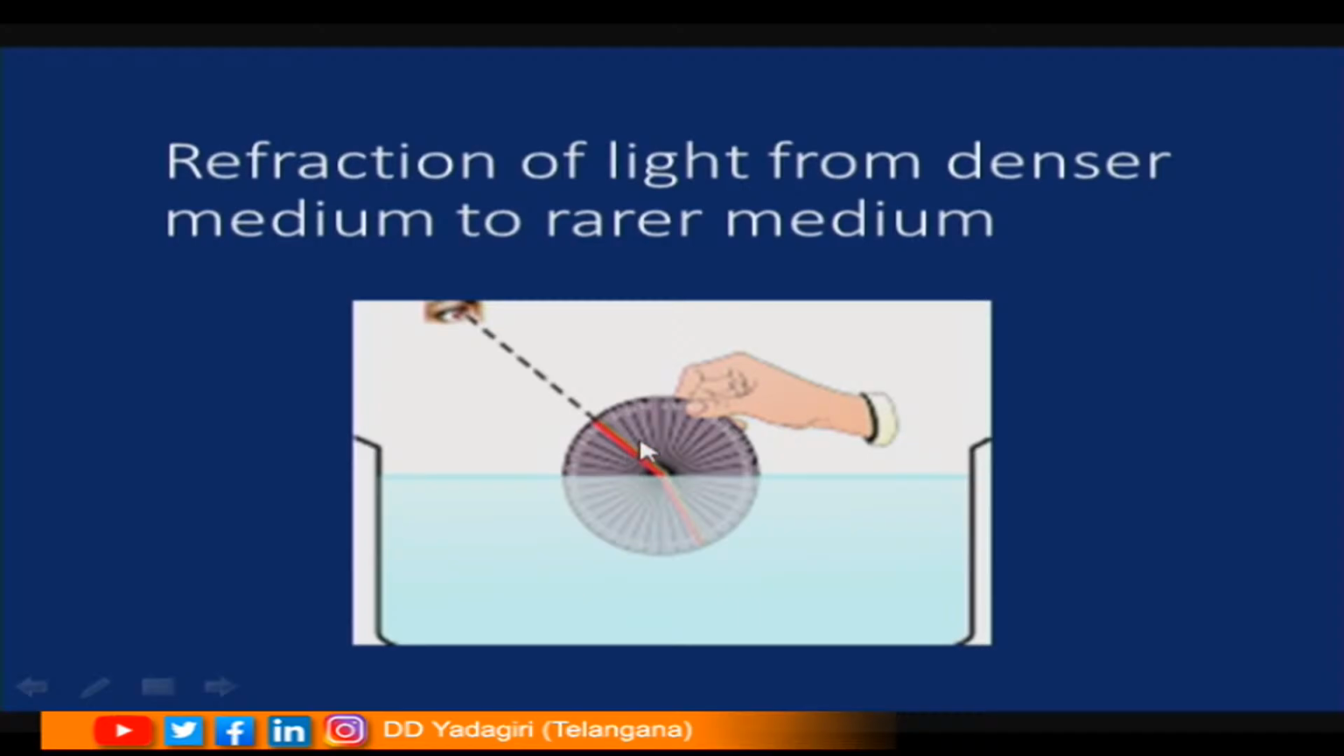When you take out the metal disc from the water, it looks like a curved path. Why is it a curved path? Because when light travels from denser medium to rarer medium, the direction of the light ray changes. This phenomenon is also said to be refraction of light.